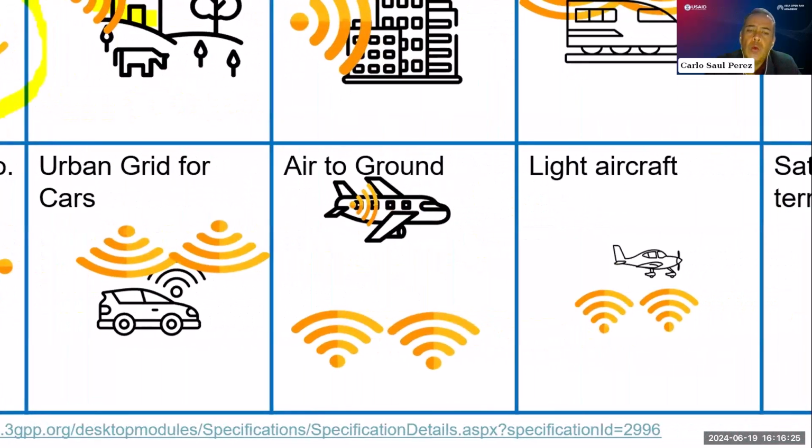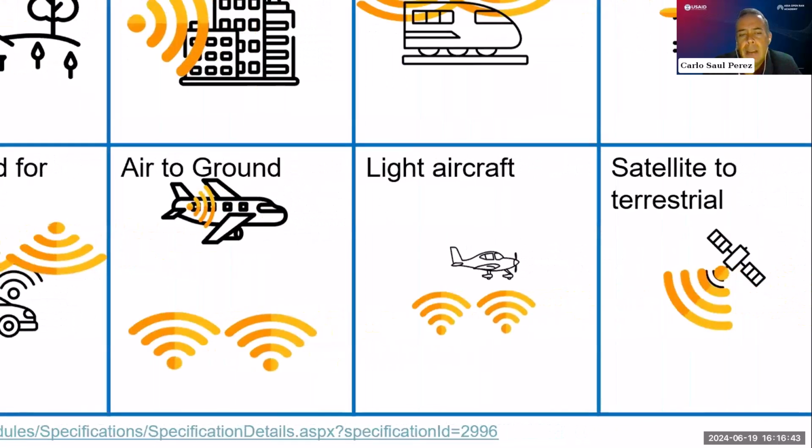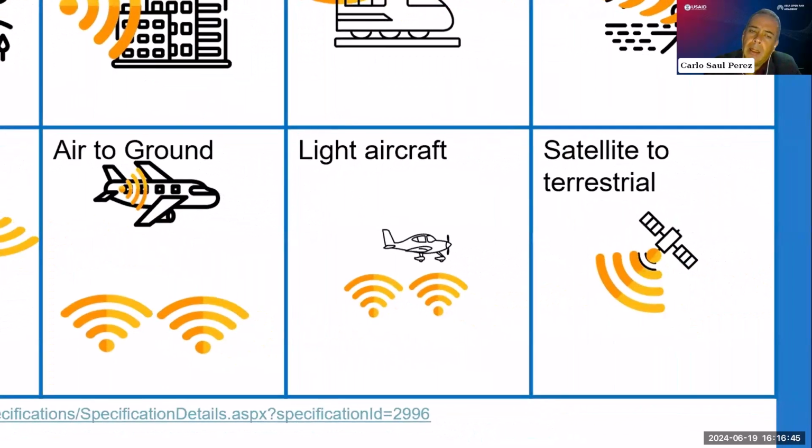The air-to-ground communication, for example, is when you have airplanes and a base station located here, and also some repeaters located inside, for example, an airplane, to cover the inside of the airplane. There is a particular scenario for light aircraft. The difference from the air-to-ground communication is that light aircraft are small airplanes, and also at low altitude. So you have this scenario.